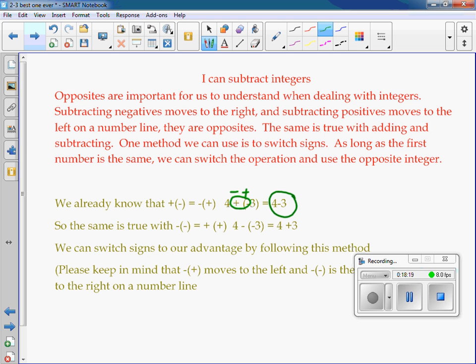Or for this problem right here, 4 subtract 3, we could become sign switchers. The first number stays the same. We can add a negative and we get the same answer. Makes sense to everybody? As long as we understand that adding a negative is the same thing as subtracting a positive. You see how they're exact opposites?